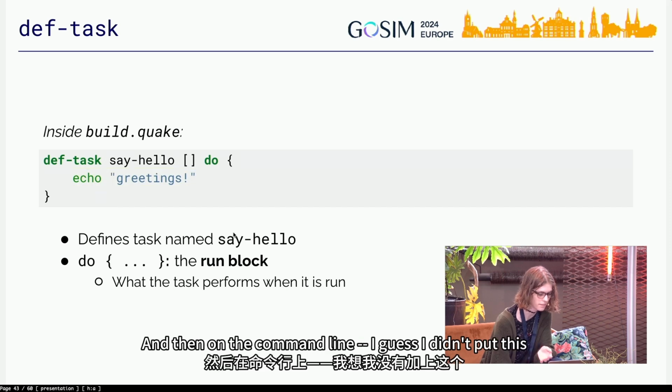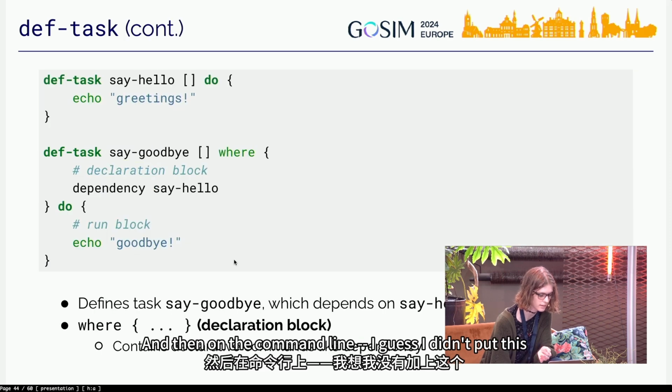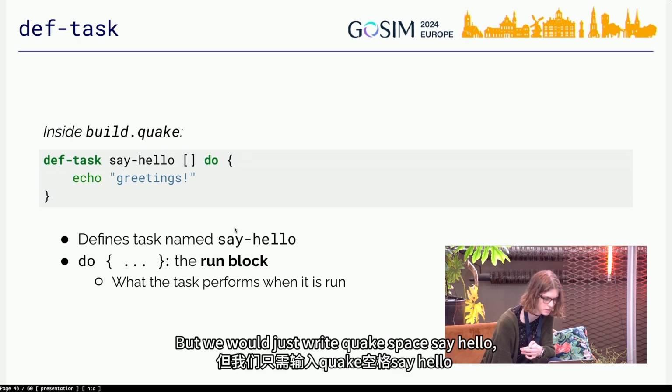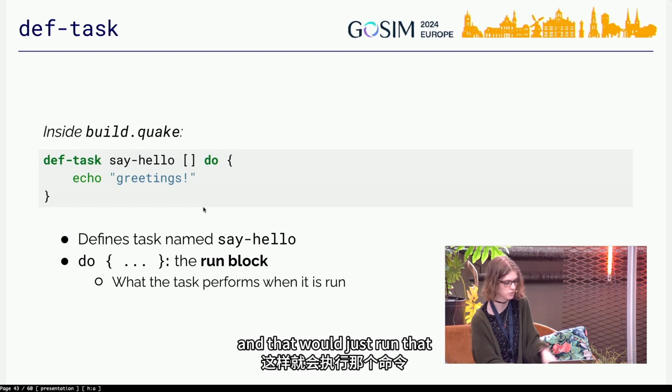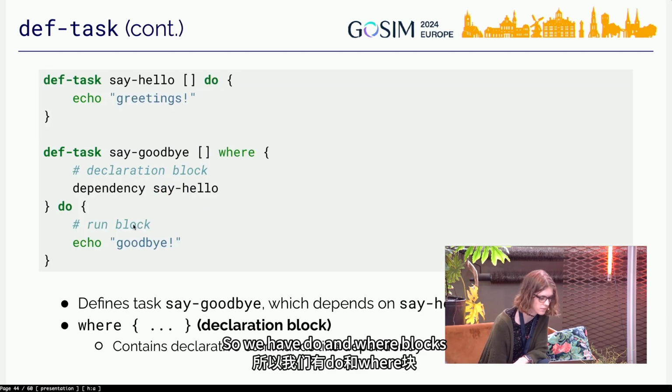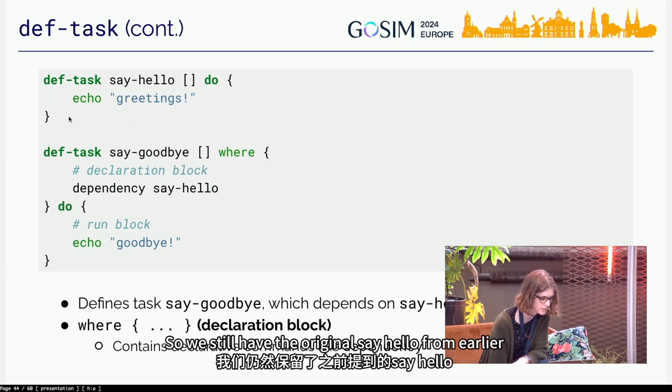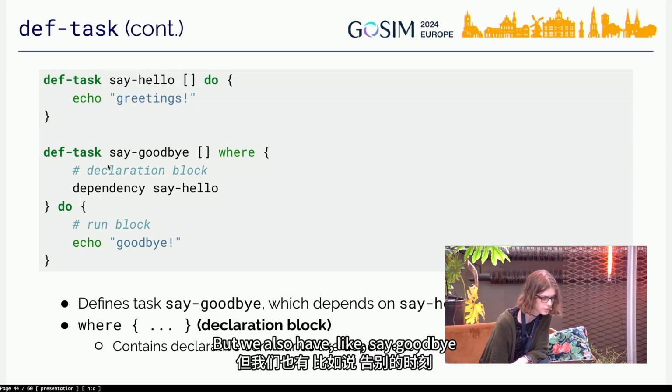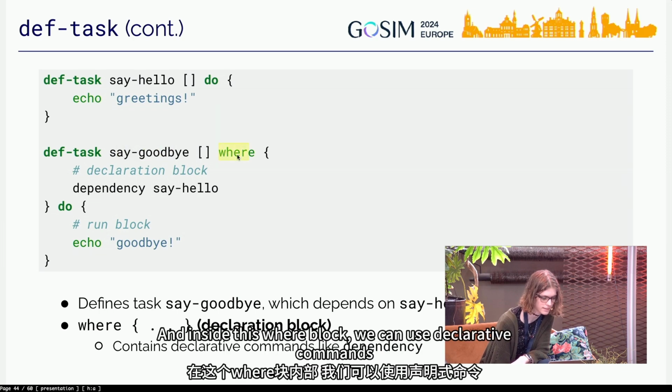And then on the command line, I guess I didn't put this, it didn't end up here, but we would just write Quake space sayHello, and that would just run that. We can get a little more complicated, so we have do and where blocks. So we still have the original sayHello from earlier, but we also have sayGoodbye. And inside this where block, we can use declarative commands.